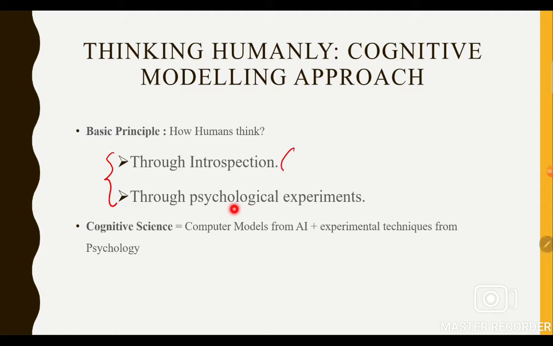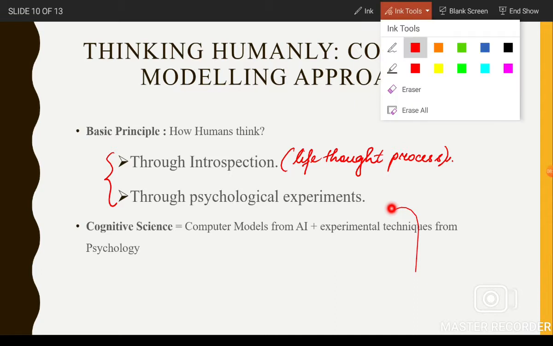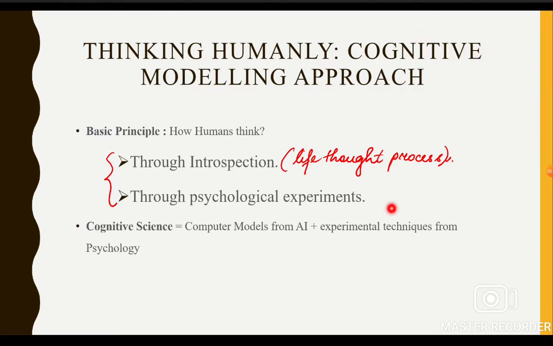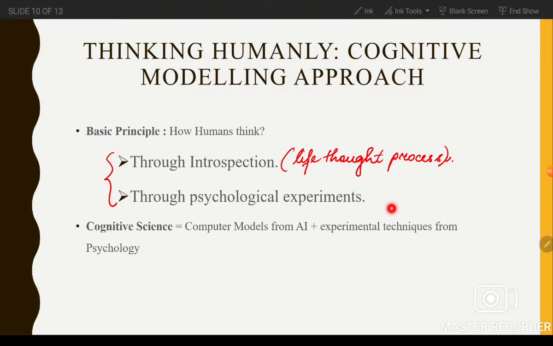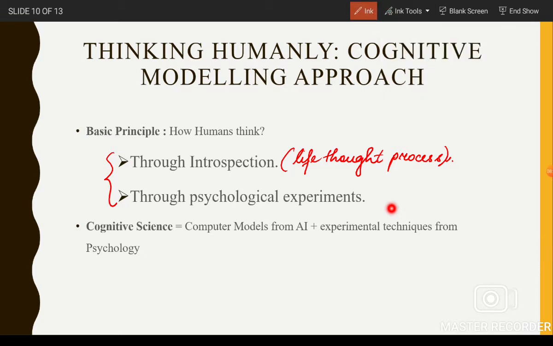Okay, this is from life experiences or our thought process, whatever is going on in our mind. And the other one is through psychological experiments. That means we have certain established psychological experiments and we do them so that we can prove whatever is going on in our minds, right? So this is how human minds think.